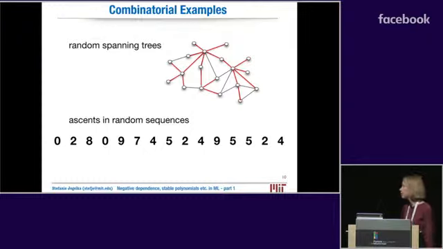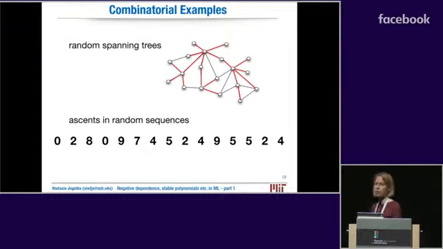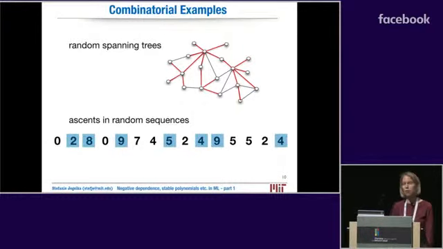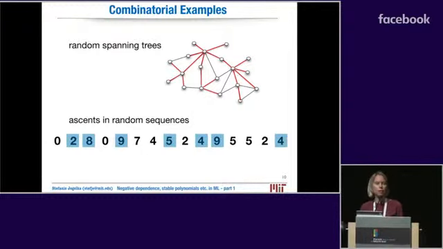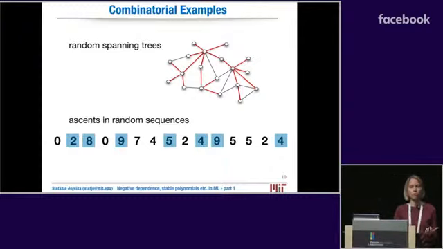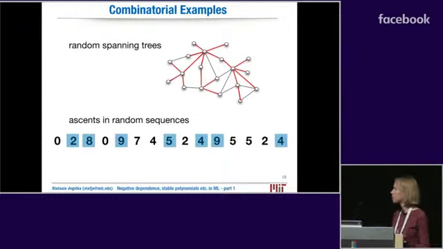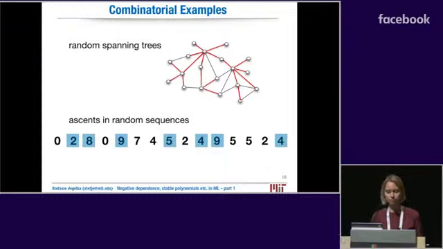The next one is ascents in random sequences. Here I just drew random digits between 0 and 9 for every location, so I get some random sequence of numbers, and then I mark every position where the sequence increases. So you get an increase from 0 to 2, from 2 to 8, from 0 to 9, and so on. This gives me a random set of locations, a subset of all possible locations, and that can also be described by a determinantal point process. Those are just some fun combinatorial examples.